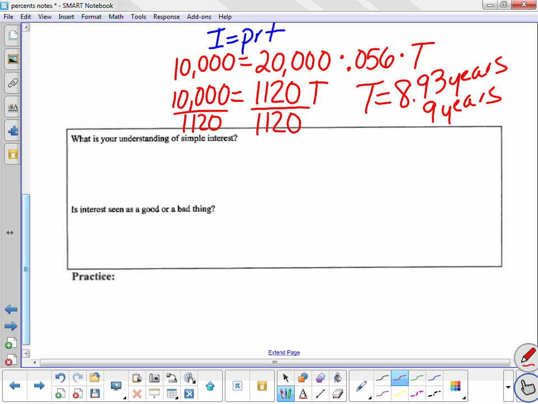All right, now that you're back, what is your understanding of simple interest? Some key points that should be in here are interest is extra money earned or extra money paid. It's always calculated by a percent of a balance over time. Is it seen as a good or a bad thing? Well, I kind of said that in the beginning. If you are putting money away and earning interest, it's like free money over time. But if you're getting a loan or using a credit card, you have to pay that money back, so it could be a bad thing. So hopefully those answers are somewhat similar to my answers.